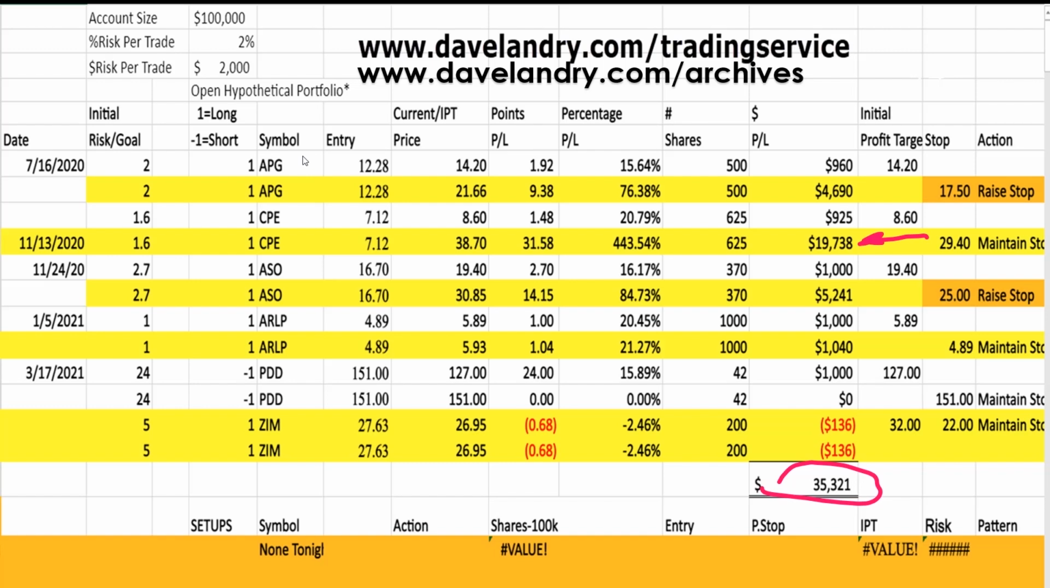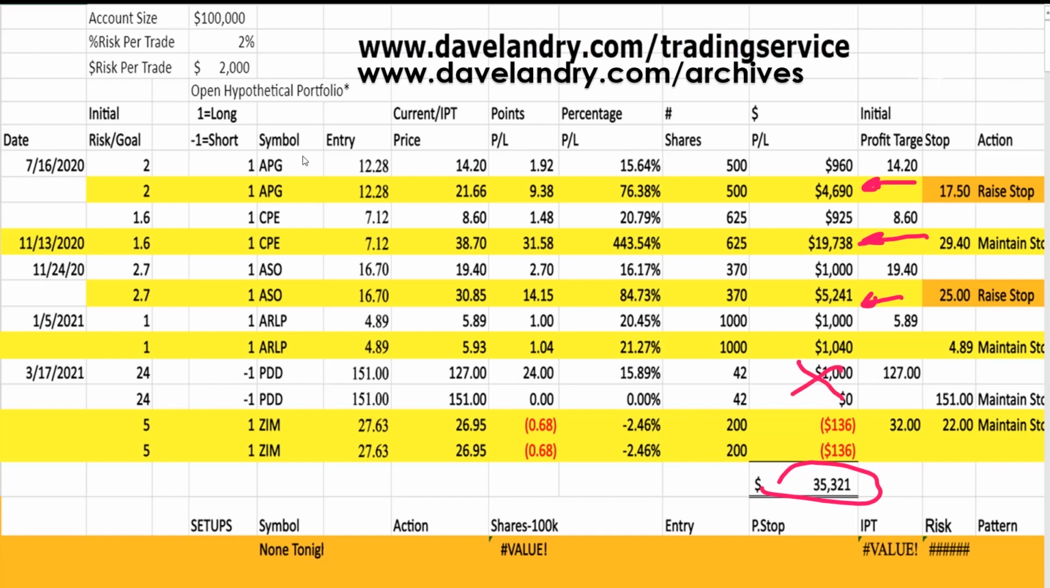Notice that we have decent open profits. This is a snapshot from about 2 days ago. But notice that most of that money is in this one position, CPE. So that's $19,000, almost $20,000, plus another $925. So roughly $21,000. And ASO has decent profits, so another $6K there and change. And then another $5 or $6K in the APG. So a couple of big winners, or even one big winner, can make all the difference in the world.